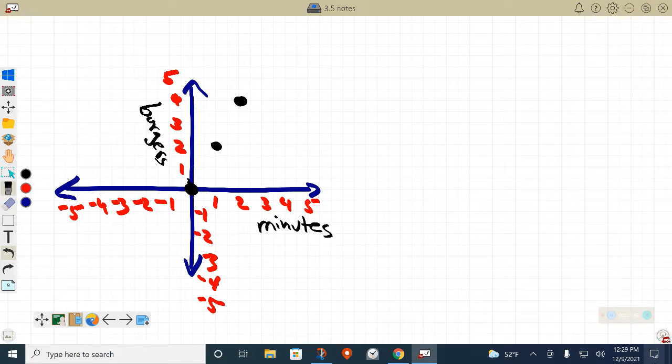Minutes, burgers. Connect that line here. Just put an arrow. The arrow means it keeps going on.